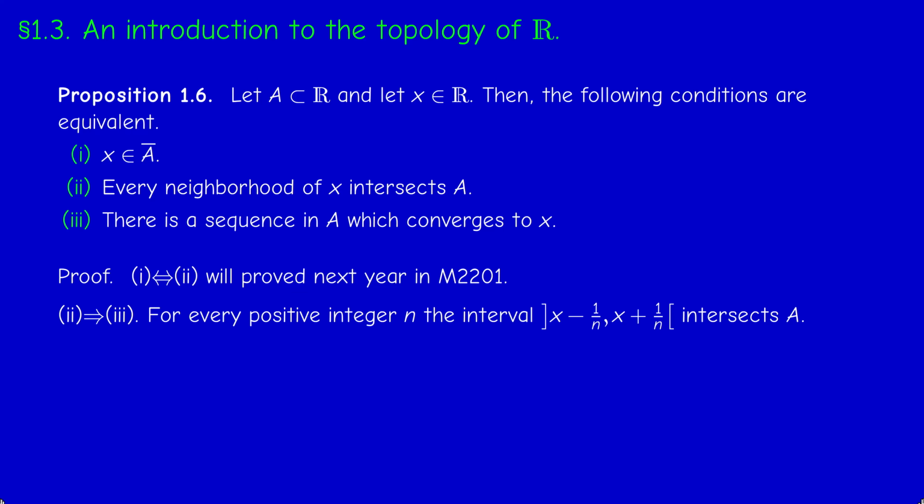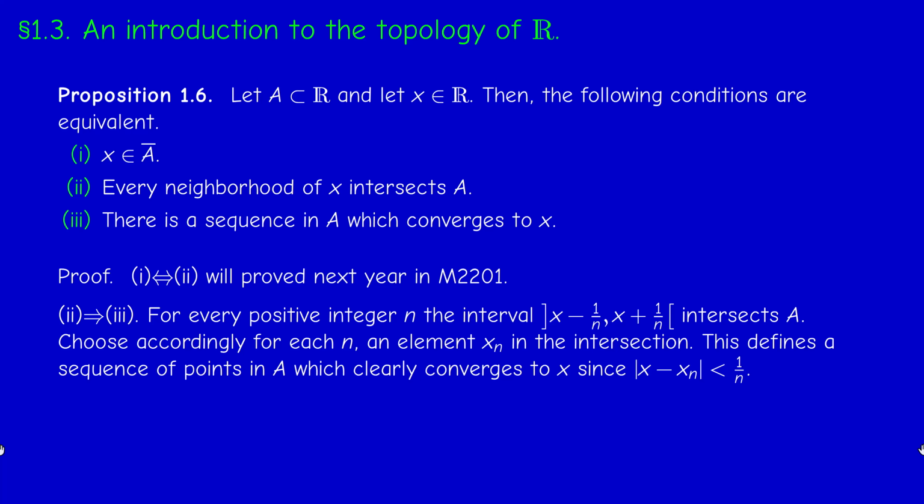By assumption, every neighborhood of x intersects A. So in particular, for any positive integer n, the interval (x minus 1 over n, x plus 1 over n) is a neighborhood of x, so it should meet A. But this is true for every n. So for every n, I may choose a point in the intersection between this neighborhood and A, and call this intersection point xn. So take xn in the intersection.